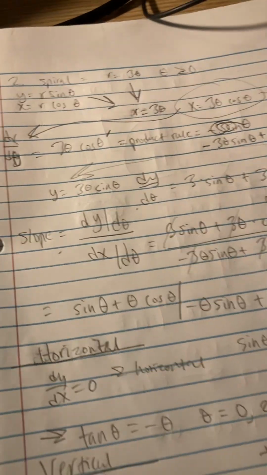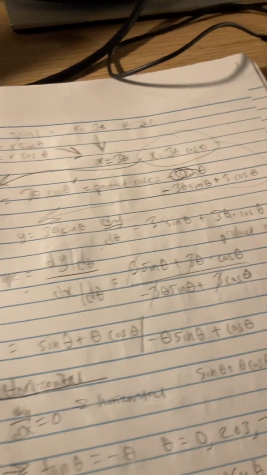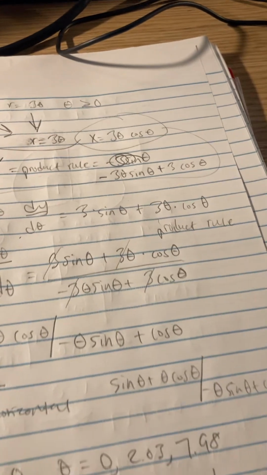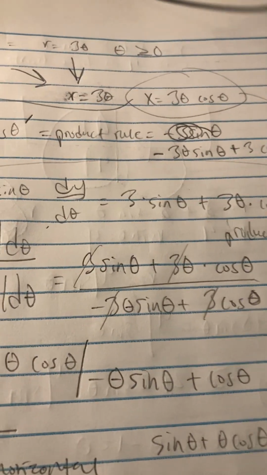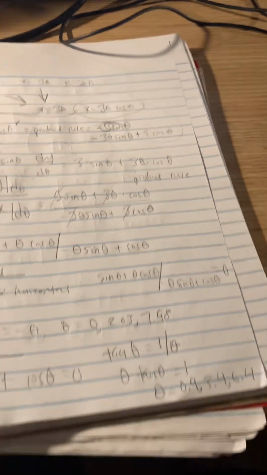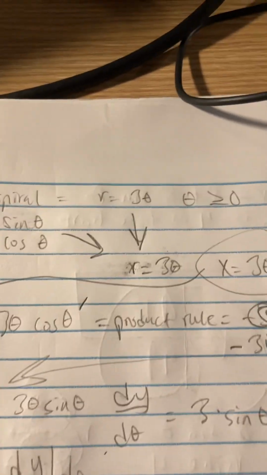So for 2, let me pull up the problem. Okay. So for number 2, it's determine the first 3 points, theta greater than or equal to 0, at which the spiral r equals 3 times theta has a horizontal tangent line, and the first 3 points where the spiral has a vertical tangent line. So starting off, I wrote down what I know.